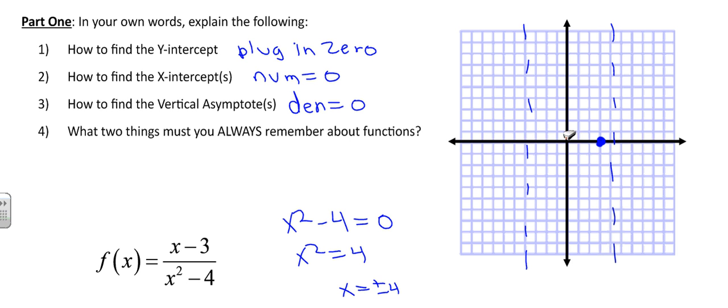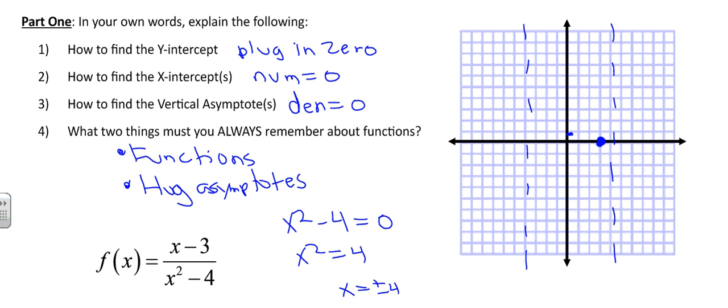I have my y-intercept, I have my x-intercept, I drew my asymptotes, and so what two things must I always remember about functions? Well, here are the two things I need to remember. One, I need to remember that they are functions. Remember we said these guys are functions, which means they must pass a vertical line test. So when I start drawing it, it always has to pass the vertical line test. And two, remember that they hug asymptotes. So far I've only drawn in vertical asymptotes, but I need to remember that they do hug these asymptotes.